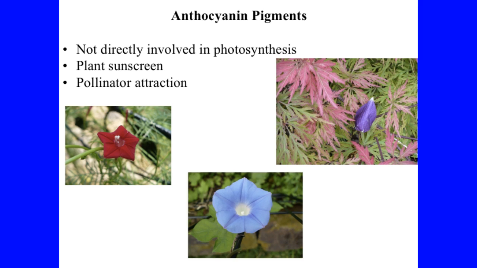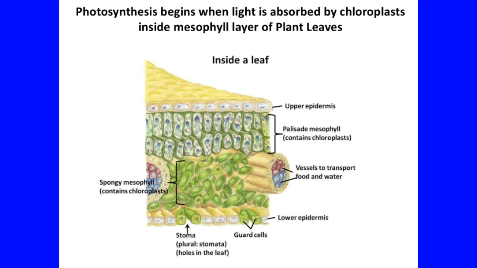As we discussed before, photosynthesis begins when light is absorbed by chloroplasts, and these chloroplasts in plants are found inside the mesophyll layer, which you can see right here. There are two layers of mesophyll. There's the palisade mesophyll, which is the part that contains those chloroplasts, and then there's the spongy mesophyll. This spongy layer you'll find at the lower part of the leaf, the underside, and we know it's the underside because this is usually where stomata are found.